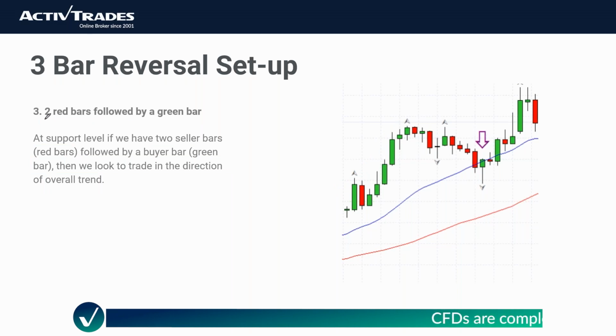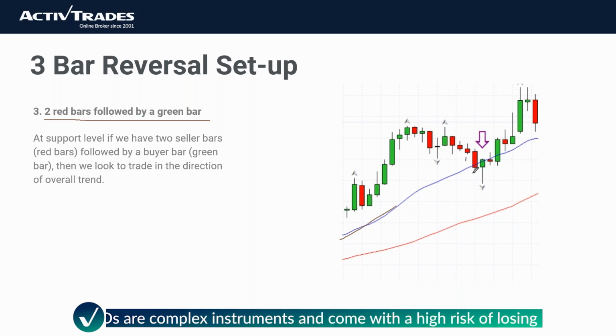So remember what we're looking for: 2 red bars followed by a green bar at a retrace to the 20-period moving average in this case. So here's candle 1, there's candle 2, and there's candle 3. 2 red bars, tick, tick, followed by a green bar, tick. That we have a 3-bar reversal.